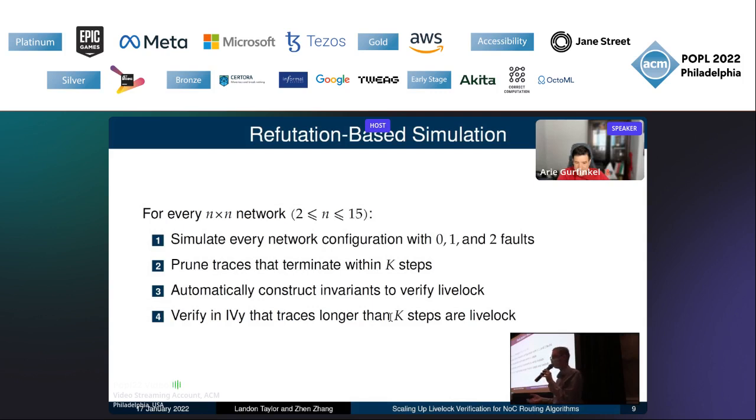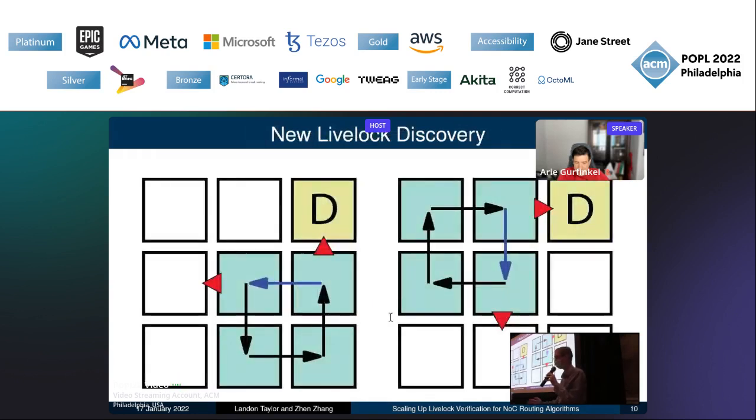Once we've run that, we ignore all of the traces that terminate within k steps because those are proven not to contain livelock. And all of the traces of length k, we use them to automatically construct invariants that let us verify if that long trace is in fact a livelock pattern. So we use IV to verify a set of invariants.